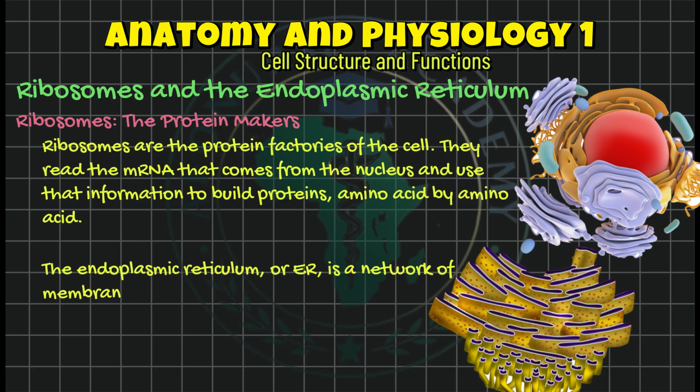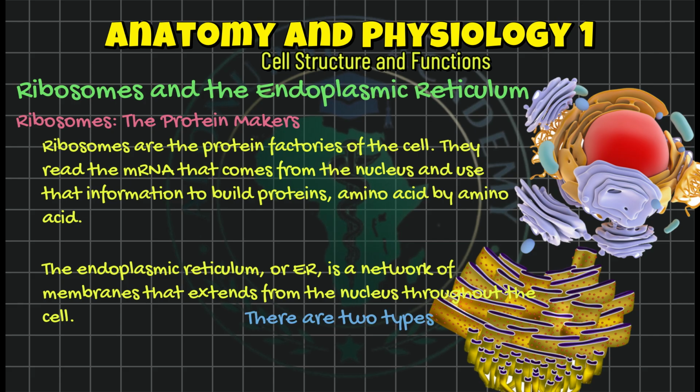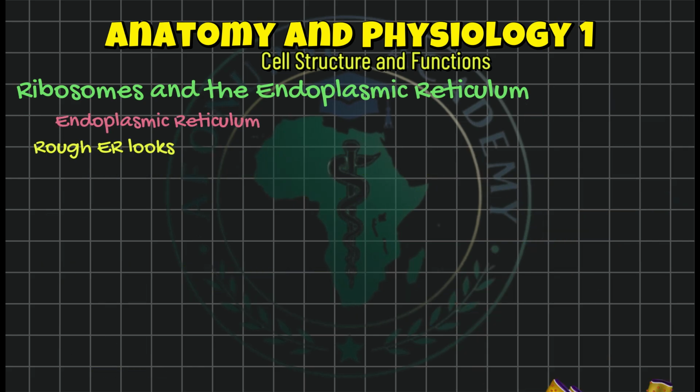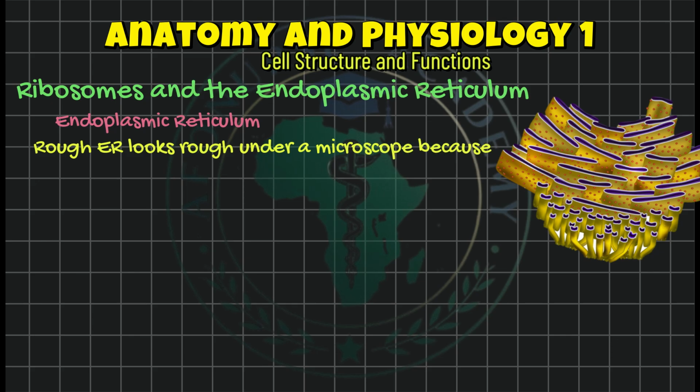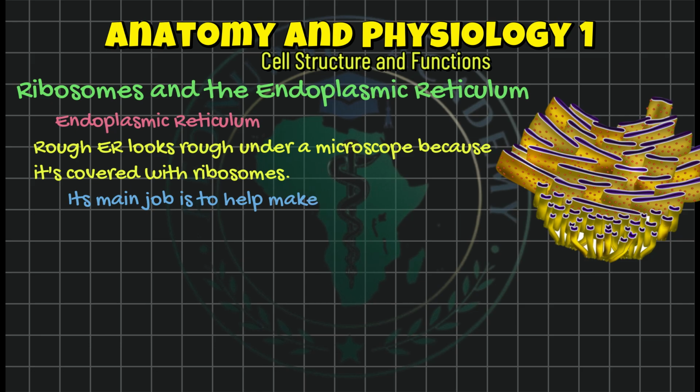The Endoplasmic Reticulum, or ER, is a network of membranes that extends from the nucleus throughout the cell. There are two types, rough ER and smooth ER. Rough ER looks rough under a microscope because it's covered with ribosomes. Its main job is to help make and modify proteins, especially proteins destined for export or for insertion into membranes.